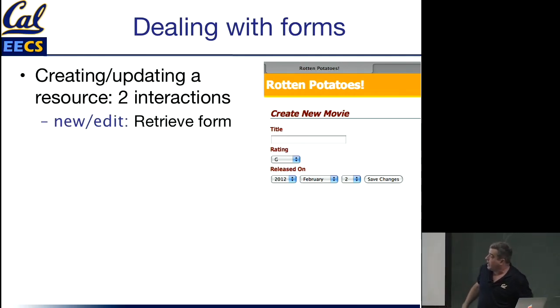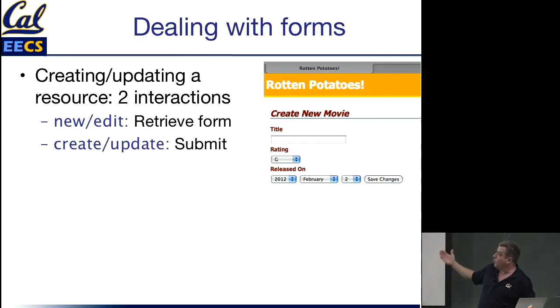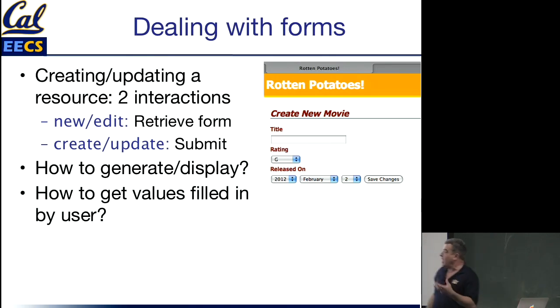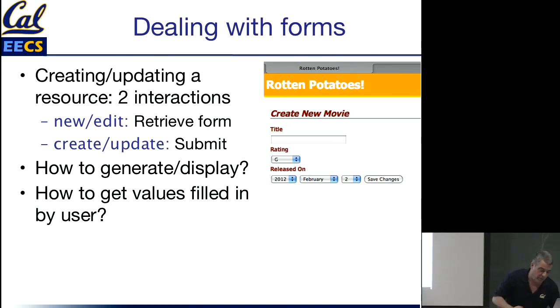So for example, in the case of new or edit, you need one action that retrieves the form, which is either going to be blank in the case of new, or is going to have existing values in the case of edit. And then you need another action where the form gets submitted with the data, and that results in either creating or updating a record. So the question we address here is, how do you generate and display these forms? And how do you get the values filled in by the user and do something with them?